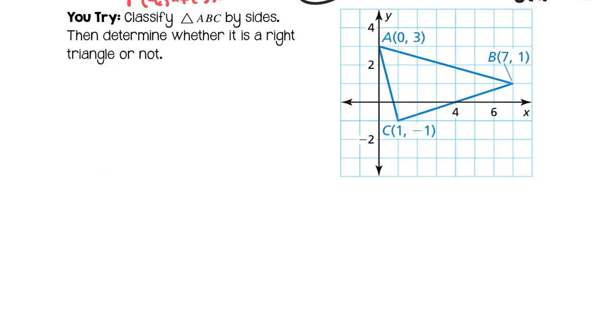All right, so I want you to try this one on your own. Again, it says classify it by its sides and determine whether it is a right triangle or not. So you need to go through and find the distance for all three sides and the slope for all three sides, and then determine what the answer is. So go ahead and pause the video here, and then have the kids try this, and then show them the solution in just a moment. All right, so make sure you pause the video here.